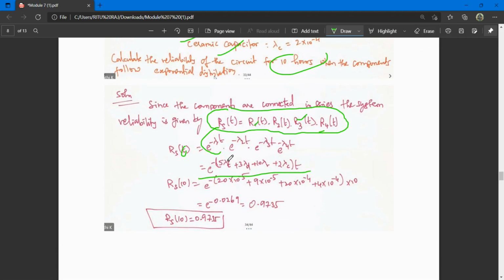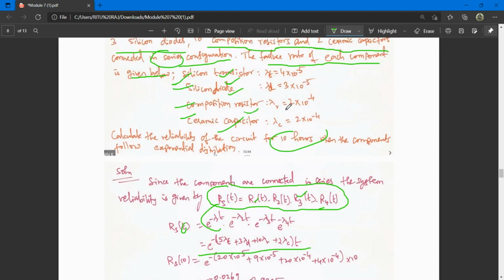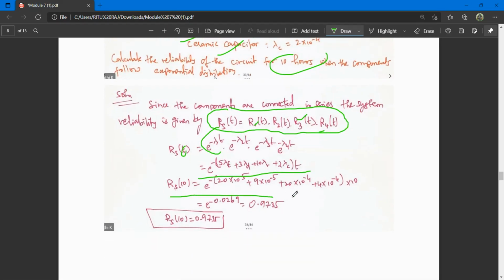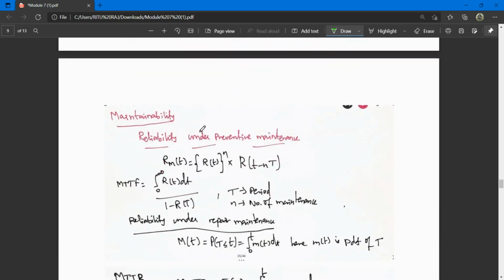Replace t with 10 and lambda with these values, 4 into 5 to the power minus 10, to the power minus 5, and with all these values we get e to the power minus 0.0269, and this would be the final value. So this is the final result: reliability of the circuit for 10 hours when the components follow exponential distribution.